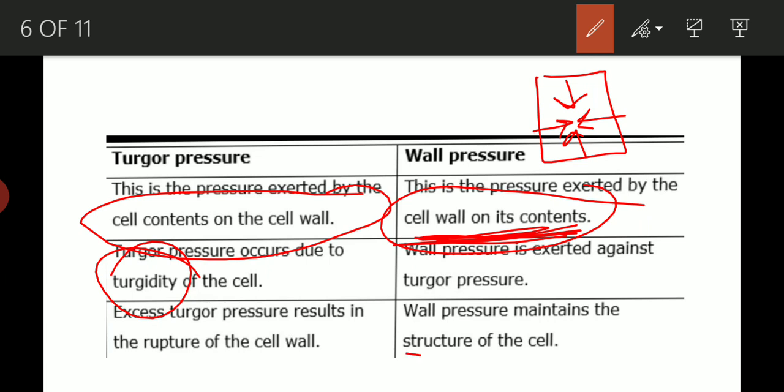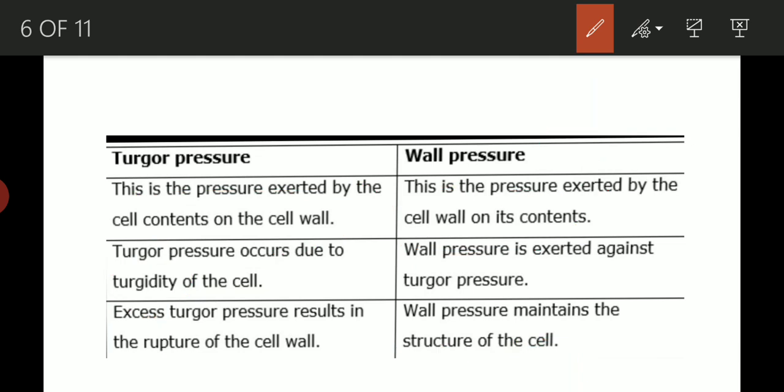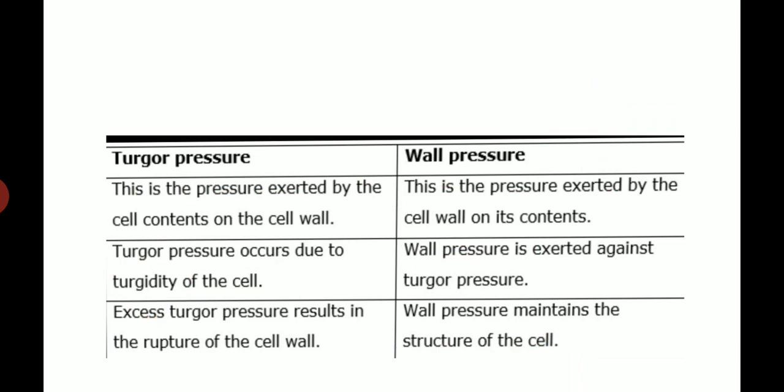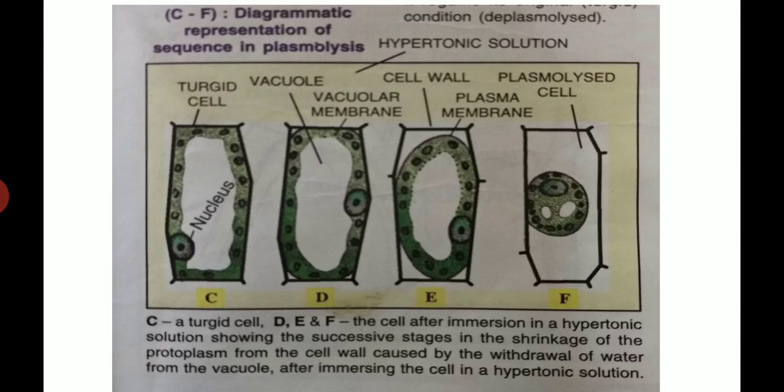Actually, this wall pressure maintains the structure of the cell. It keeps the cell in rigid condition. So turgor pressure and this wall pressure are basically the vice versa, the reverse thing. Turgor pressure means the pressure which is exerted by the cell content on the cell wall, and wall pressure means the pressure which is exerted by the cell wall on the cell content. Got it? It's very simple.